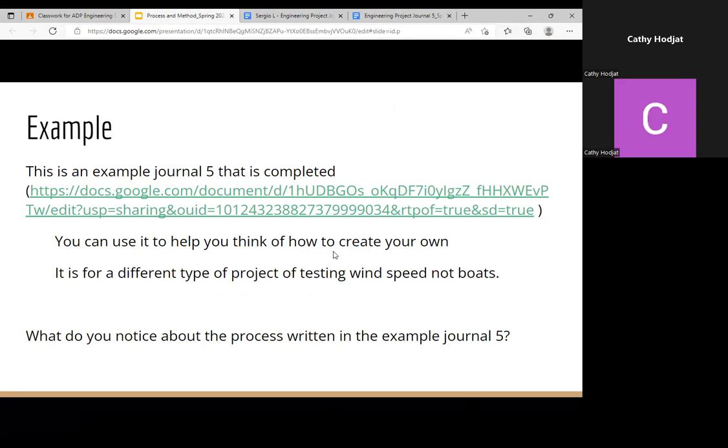This is when the project was for building wind turbines, I believe. You all are doing boats. So it's a different type of project, but you can still get an idea about the written process that's included in your Journal 5, okay?